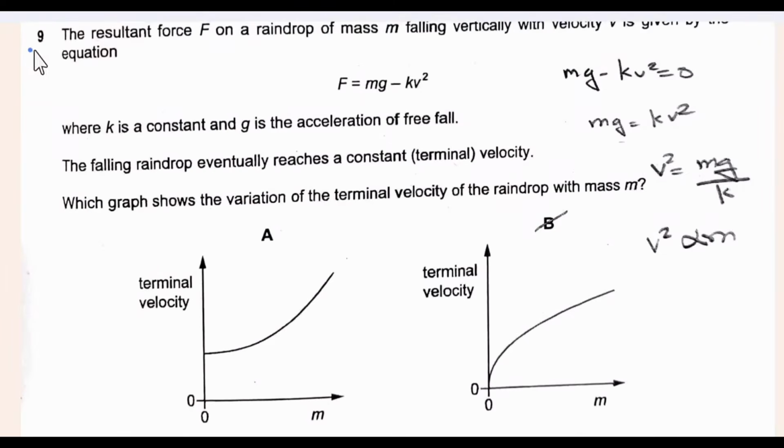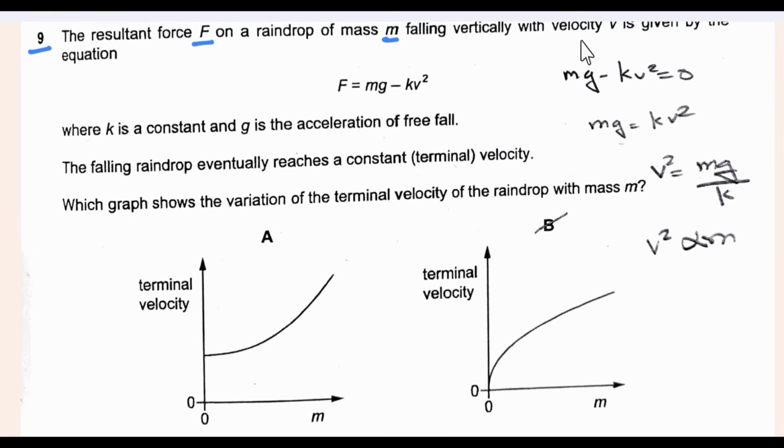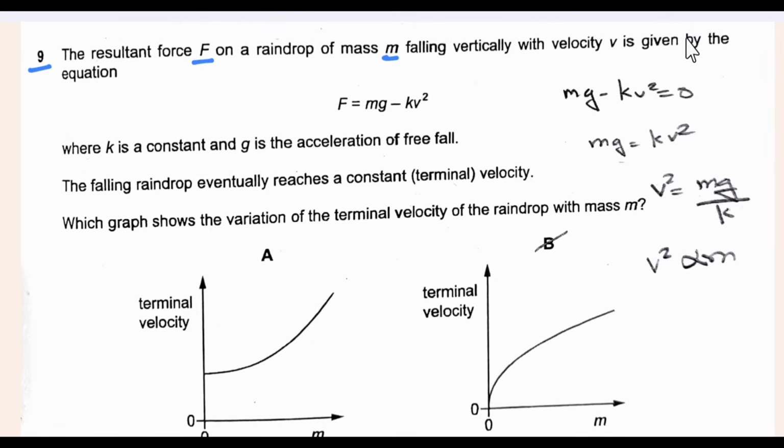Question number 9. The resultant force F on the raindrop of mass m falling vertically with a velocity v is given by this equation, where k is a constant and g is the acceleration of free fall. The falling raindrop eventually reaches a constant terminal velocity. At terminal velocity we know that the resultant force is 0.